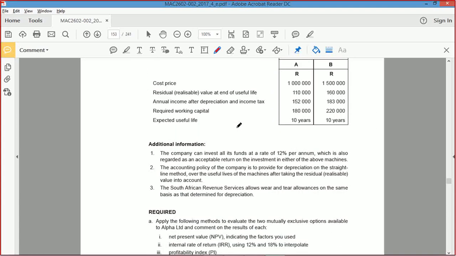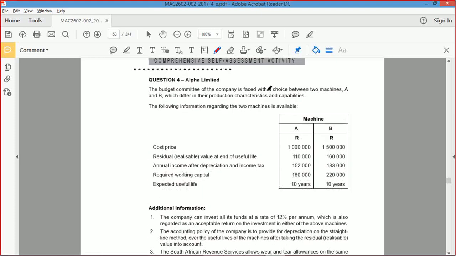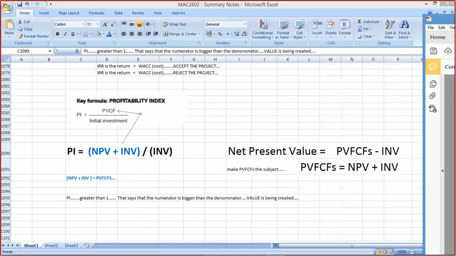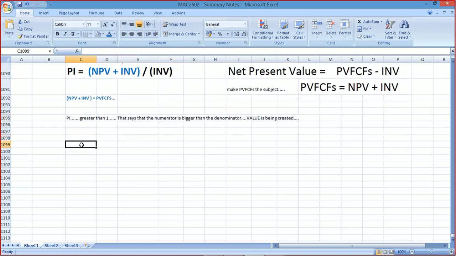Okay, do you see it? This is page, what? 144. Okay, sir. I'm there. So let's do one example. I'm just going to move this aside so you can see the workings. Okay, so the question says, Alpha Limited, the budget committee of the company is faced. Okay, let's put a heading here. Page 144. Comprehensive example. Okay, so a little bit of revision as well.